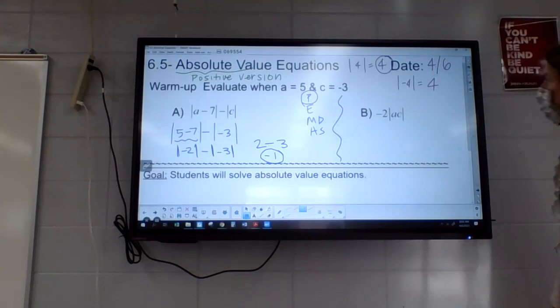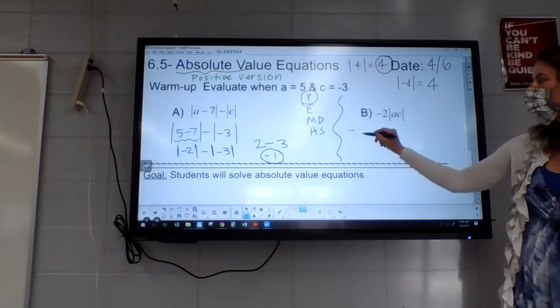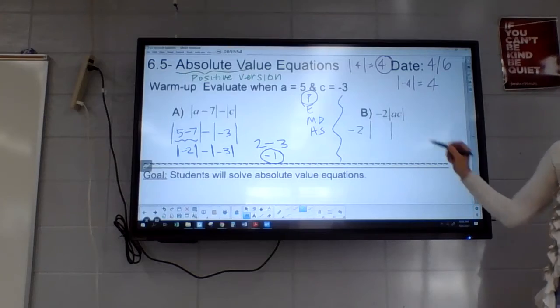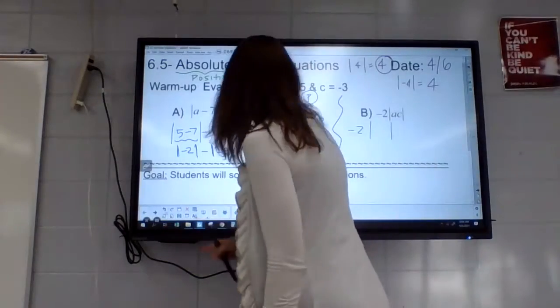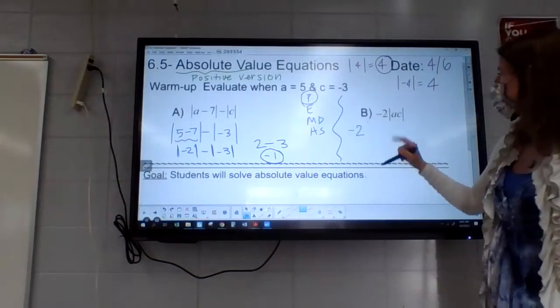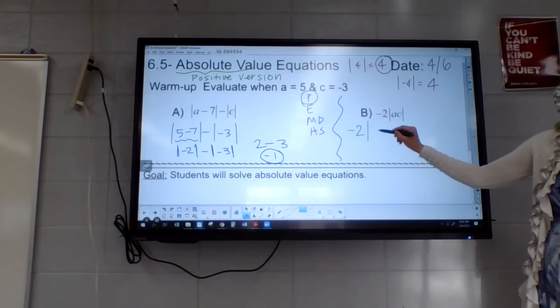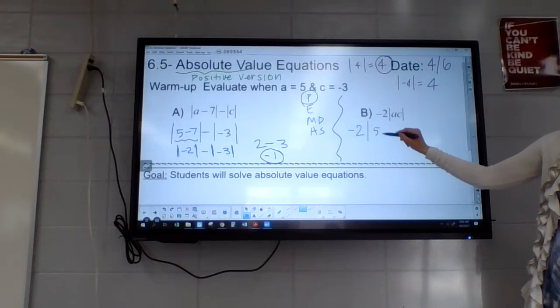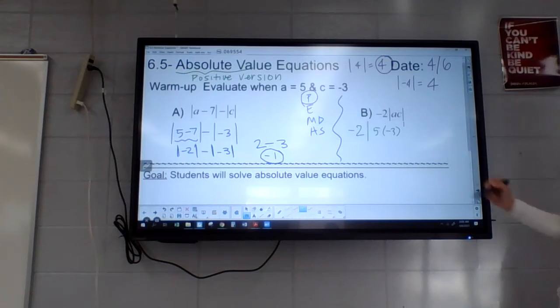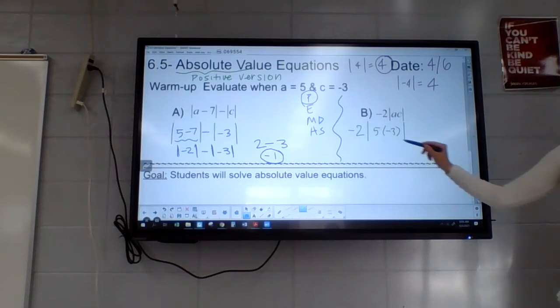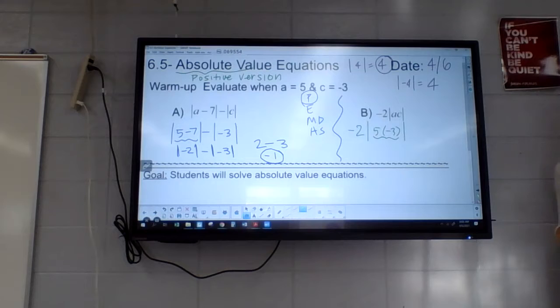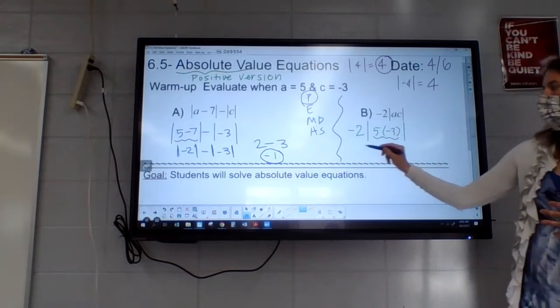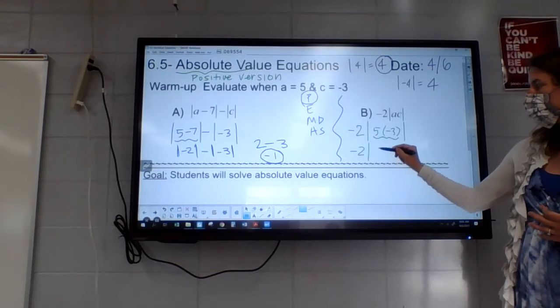All right. So guys, talking about letter B here, I'm going to substitute everything in. So it's -2, and then absolute value, A times C. So it's going to be 5 times a -3. I'm going to put that -3 in parentheses, just because multiplying by a negative is kind of hard to show. I have to do what's inside the absolute value first. So I have to do 5 times a -3, so I'm going to get a -15 inside there.